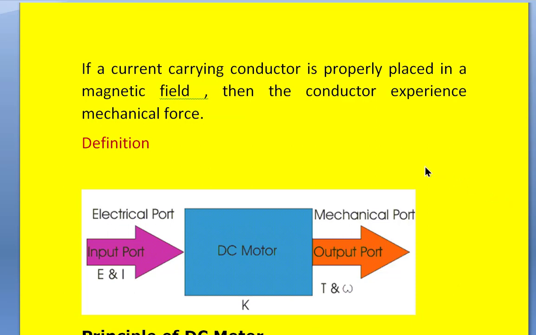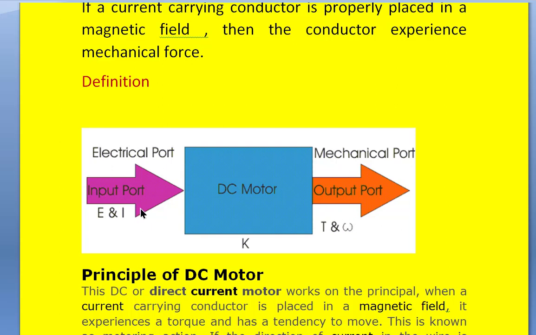Coming to the general definition of the motor, it takes the electrical input but gives the mechanical output. What are the electrical parameters? That is nothing but applied voltage, and automatically the motor takes the current. These two are the input parameters, whereas the output is the rotation, that is angular velocity, and the torque.